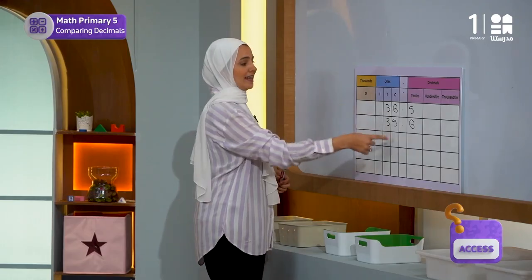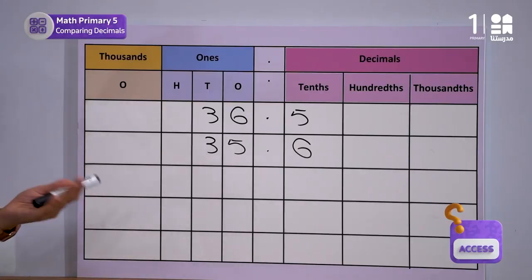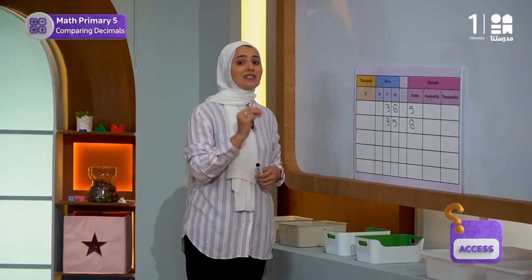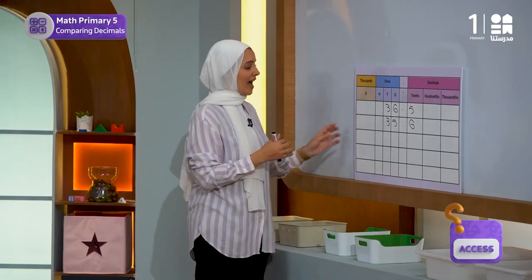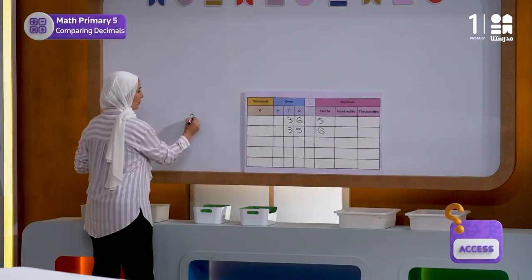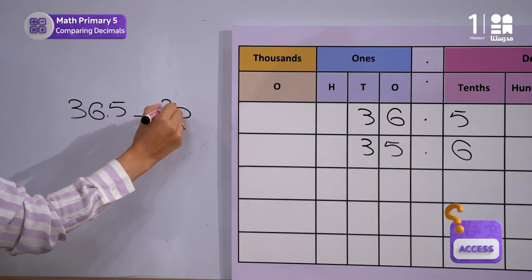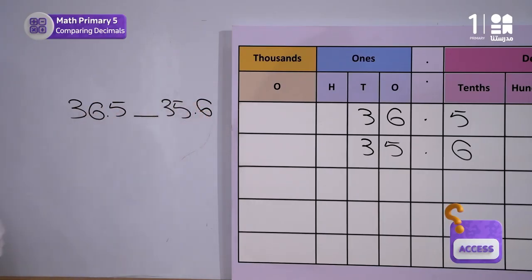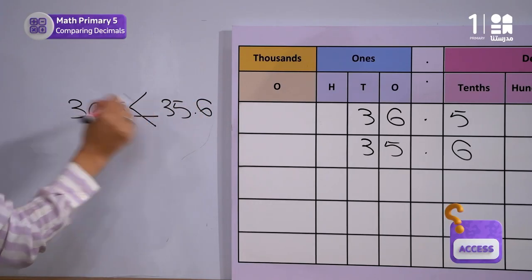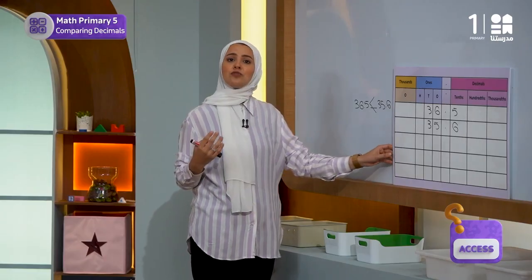Let's have a look at the next digits. We have 5 and 6. So that means that 36.5 is greater than 35.6. Let's write this down. We have 36.5 and we have 35.6. It's so clear that 36.5 is greater. Now let's solve question 3.